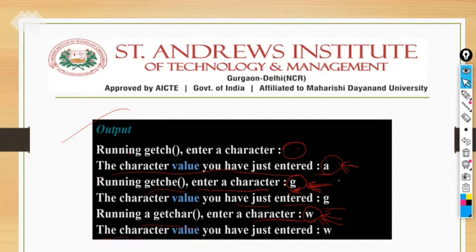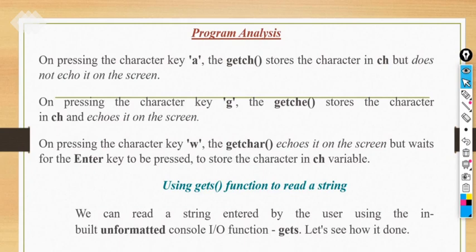Here it will show you a beep sound only, but here if you put any alphabet or any char, there is a need to press the enter key, otherwise it will not come here to print the next line or execute the next statement. So that is the difference between all these three. Next we have the program analysis.